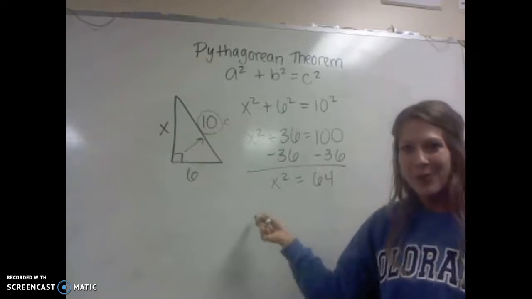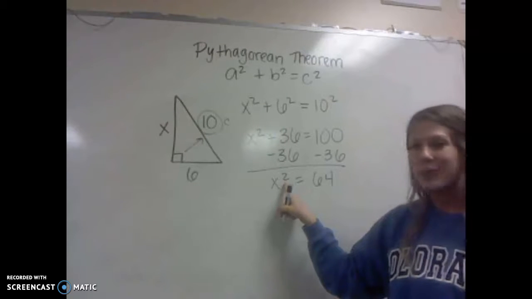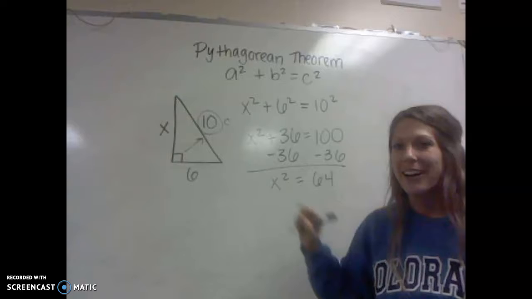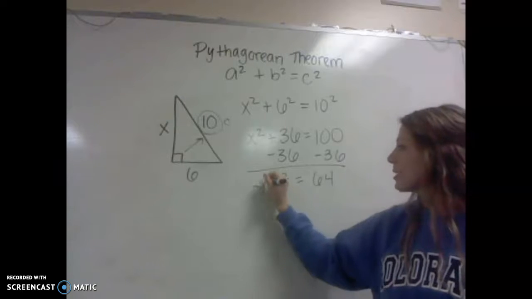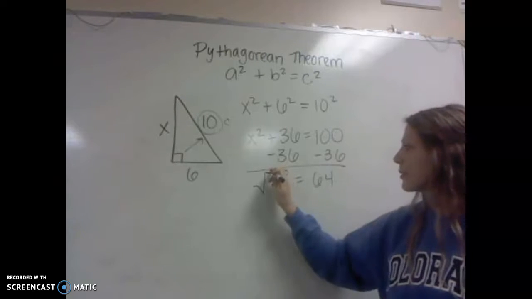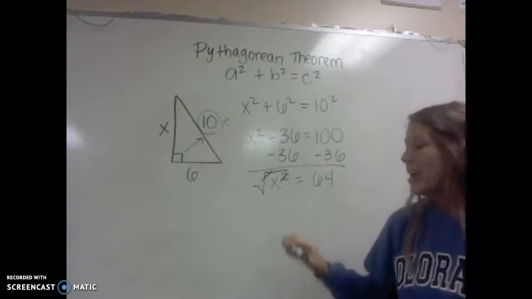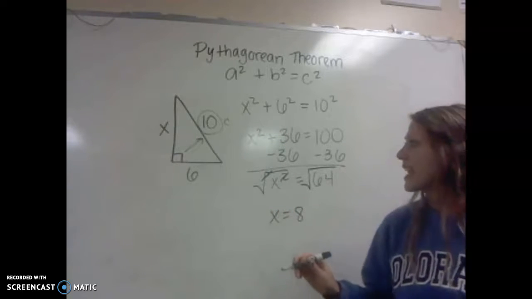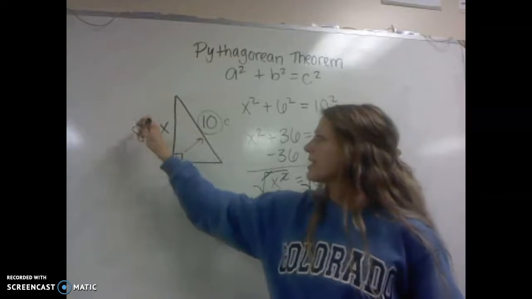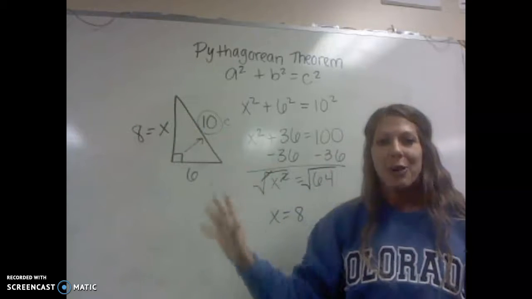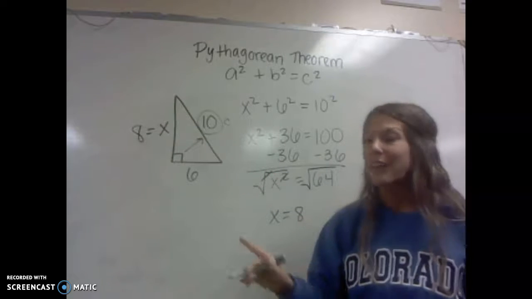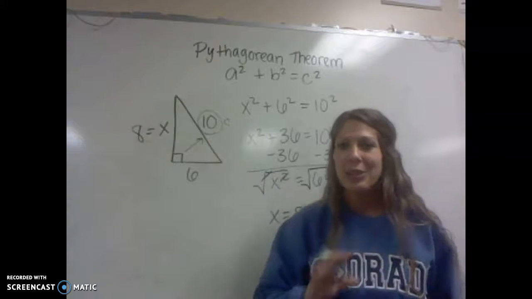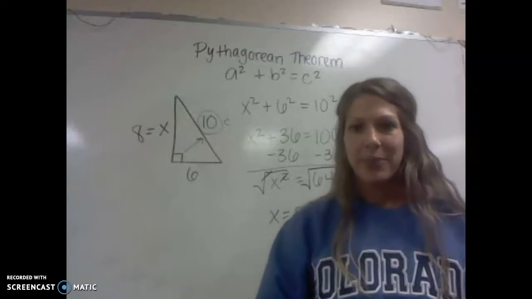Alright, x is almost by itself, but we've got that squared. To get rid of a squared, we need to take the square root. They are inverse operations. So when I take the square root, the squared and the square root cancel each other out. When I take the square root of 64, I get that x equals 8. And then just to double check that it makes sense, 6, 8, and 10, those sides make sense for our right triangle. We know that 10 is still the longest side. Alright, so that's just a quick refresher. Now let's spice it up a little.